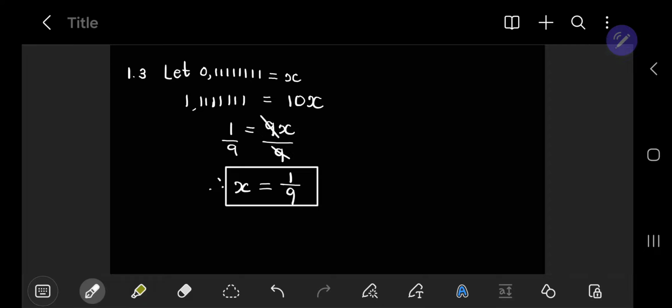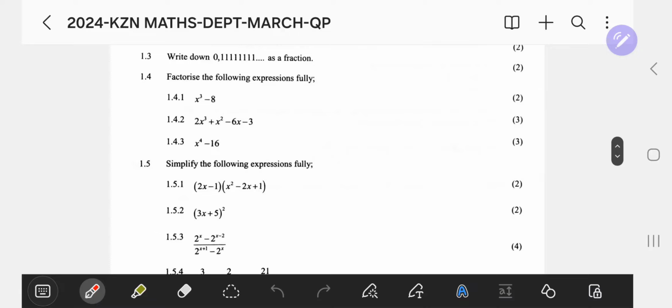Okay, let's move on. Now we're on to question 1.4, and we are going to factorize. The first one we have is x cubed minus 8.